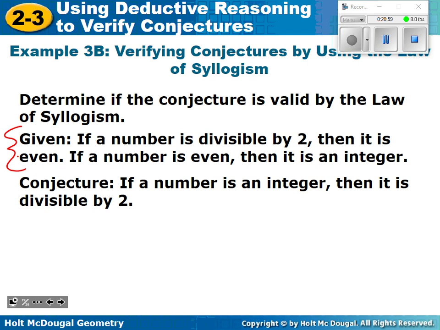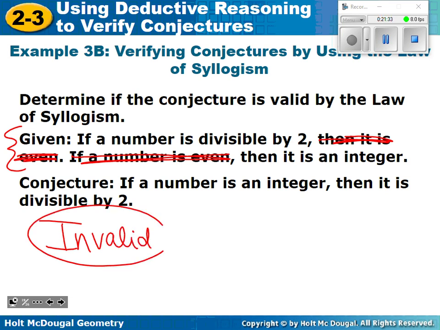It's even. So cross out the part that they have in common. Then it is even if a number is even. So the part they have in common has to go away. Your new sentence should start with the word if and end with the part then. So if a number is divisible by 2, then it is an integer. Is that what they said? No, they tried to switch it and say if a number is an integer, then it's divisible by 2. Can we switch and go backwards? No, so this is invalid.